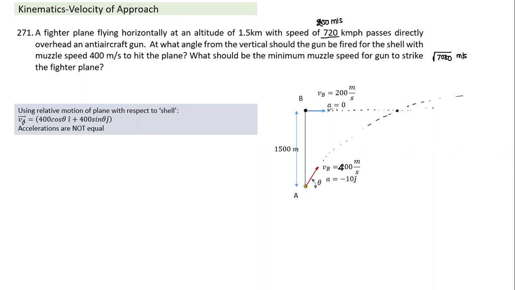So let me write here what VA is. VA equals 400 cos theta i cap plus 400 sin theta j cap. Accelerations are not equal. That's an important point here. This acceleration is 0 and this acceleration is minus 10. For collision, the x component must be equal. So we arrive at theta equal to 60 degrees. What is important to understand here, because sometimes we go wrong, is that the angle from the vertical is asked. So the answer should be given as 30. Angle from vertical should be equal to 30.